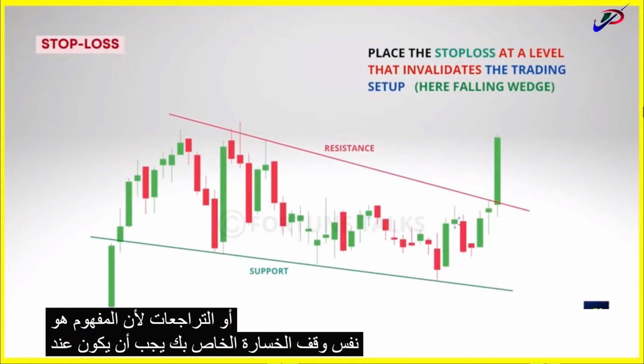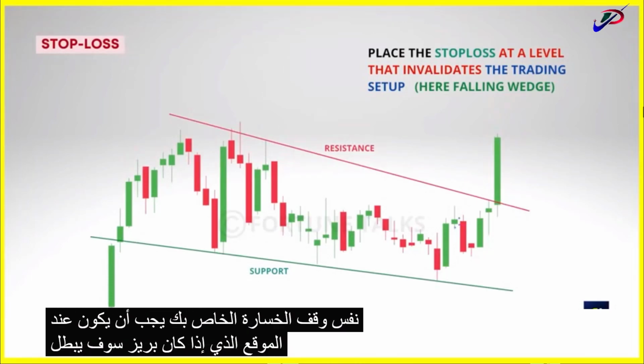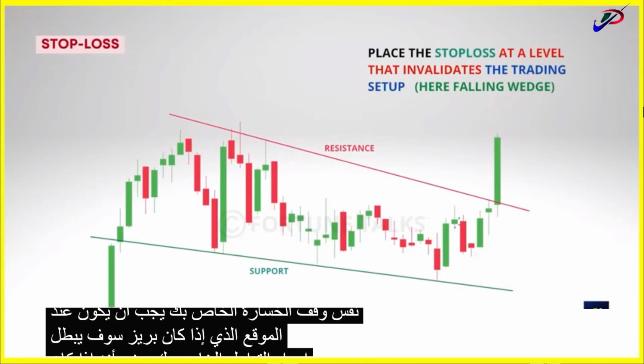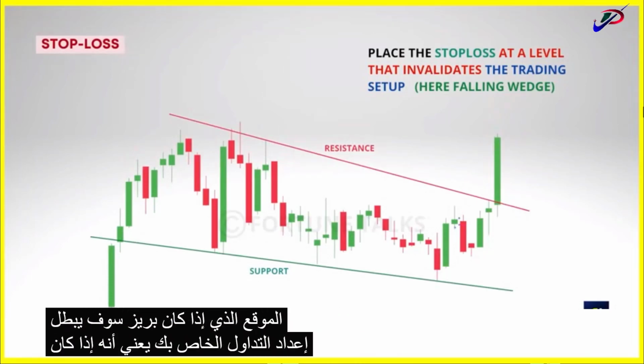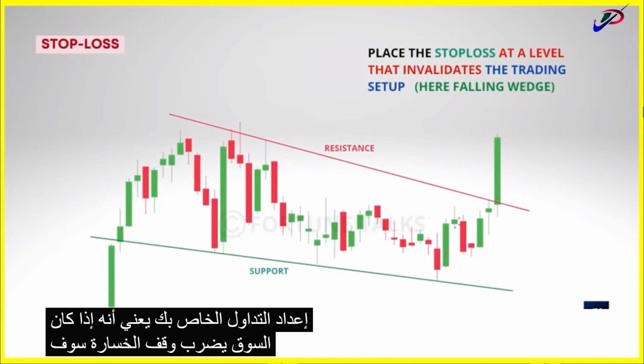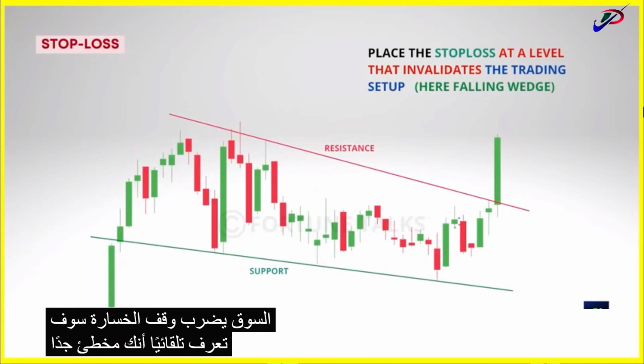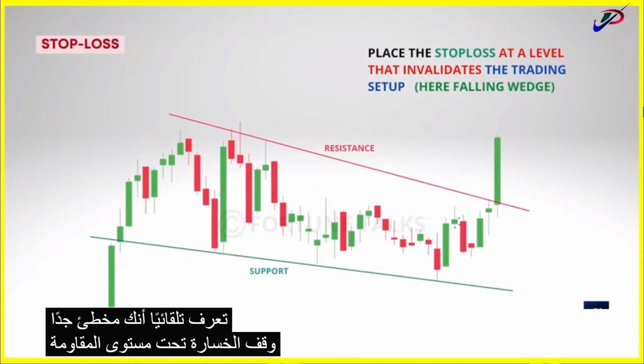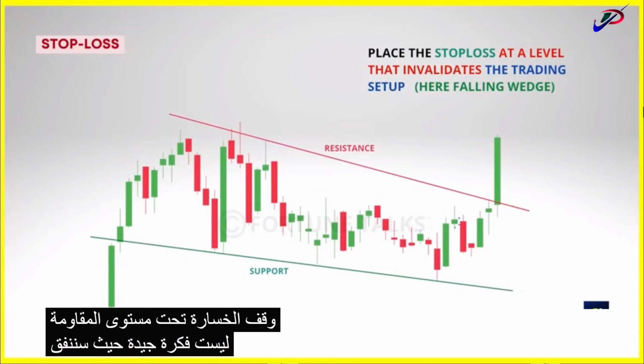Your stop loss must be at a location that if breached will invalidate your trading setup. This means if the market hits the stop loss, you will automatically know that you are wrong. So a stop loss below the resistance level is not a good idea. Where else then? Think about it.